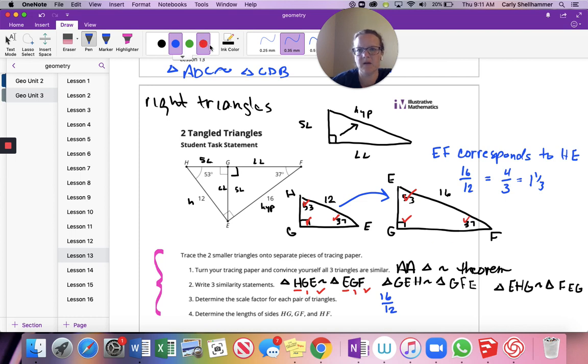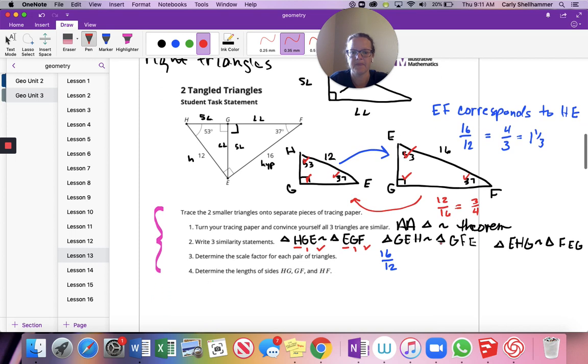Now if I'm going smaller, I want my fraction to be smaller. I would do 12 over 16, which is 3/4. And that number is between 0 and 1. So that's my scale factor. It's 16 over 12 or 12 over 16. And to simplify that, it would be 4/3.